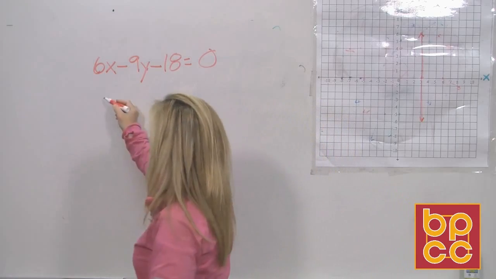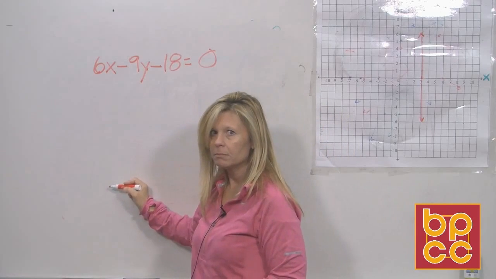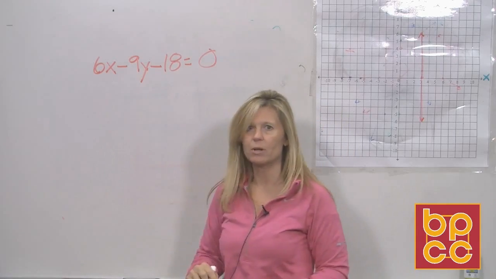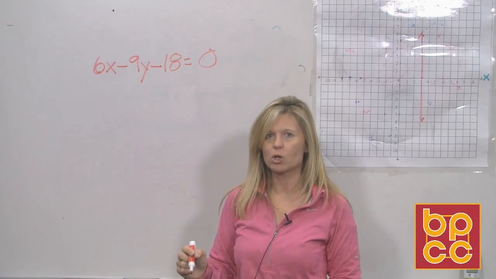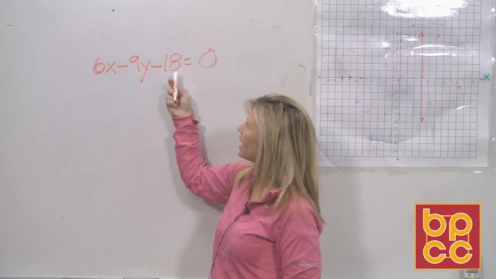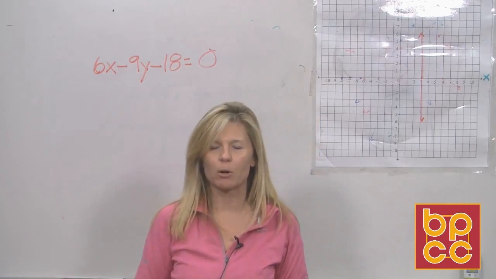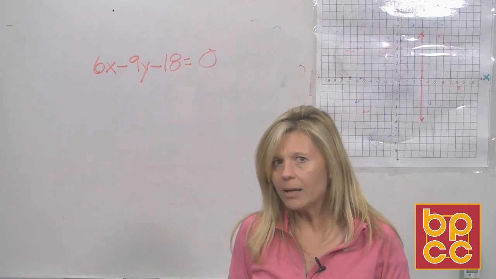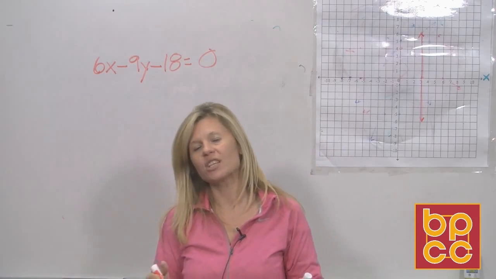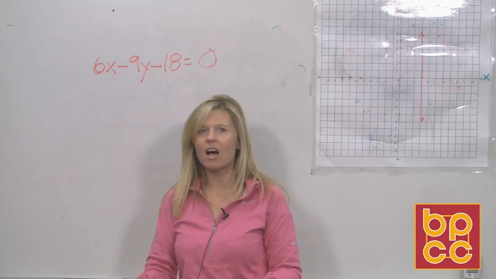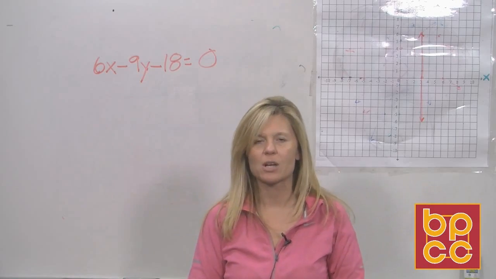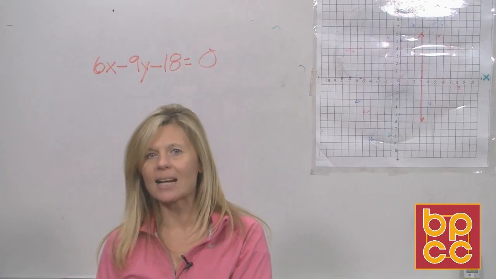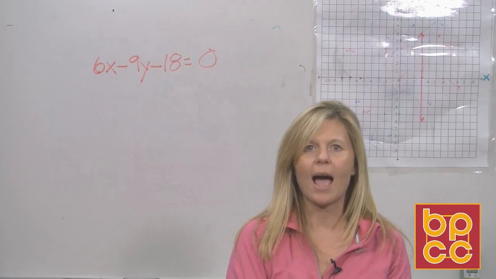I could give you a t-table and give you some numbers to substitute in. We don't want to do that. That's too much work. I could ask you to get y by itself, put it in slope-intercept form. Okay? But on this set of directions, it says, graph the diagonal line, finding its intercepts. I want to know where it touches the x-axis, and I want to know where it touches the y-axis.